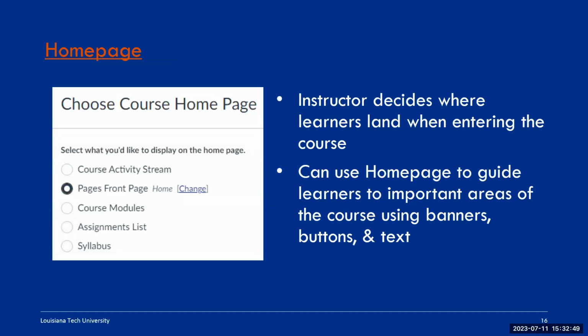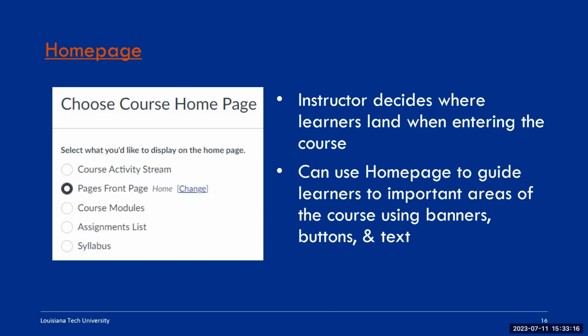Your home page is really neat. Unlike Moodle, you can actually choose where your learners land in your class. So over here on the left, you see the picture of where you choose your course homepage, and you have those options. Do you want to showcase your course activity stream? Do you want to make a page that is your landing page for your class? Do you want your learners to automatically go into the course modules or see the assignments list?